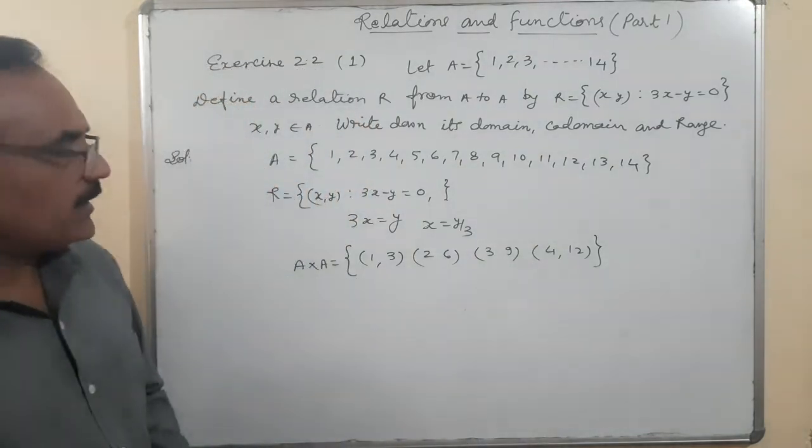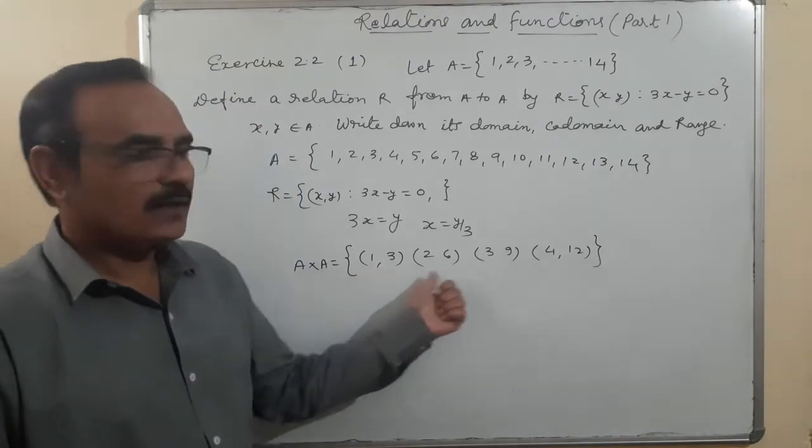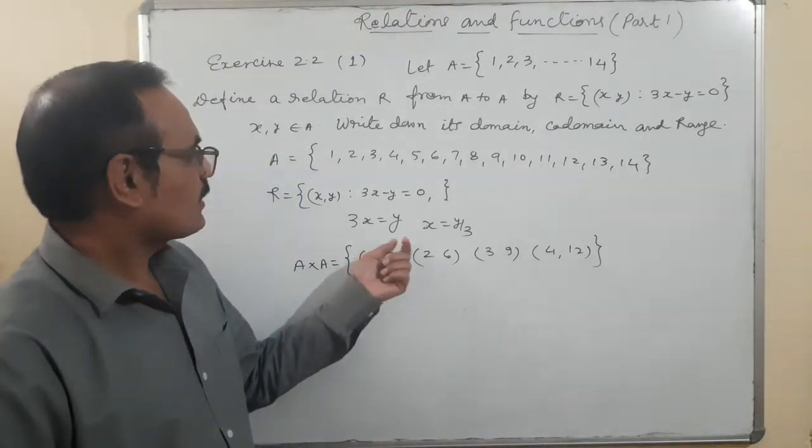So these are the ordered pair list I have made. I hope it is clear for everyone. Is it clear to all of you?